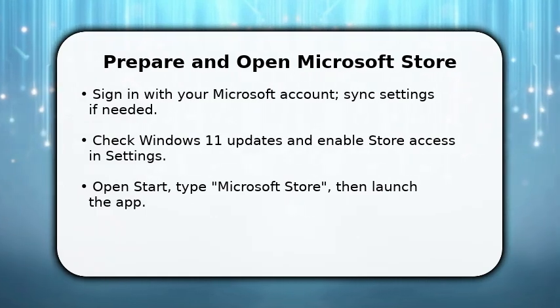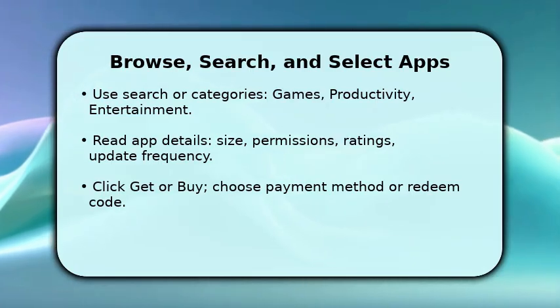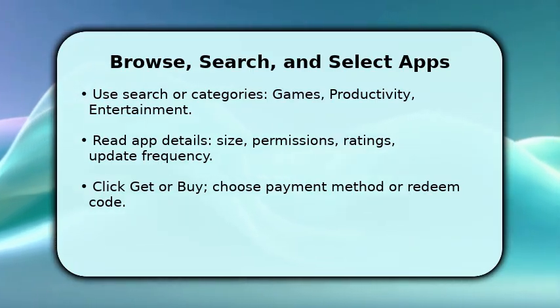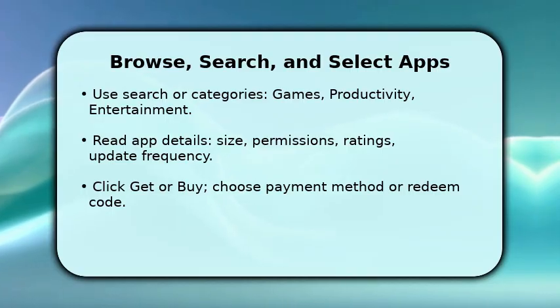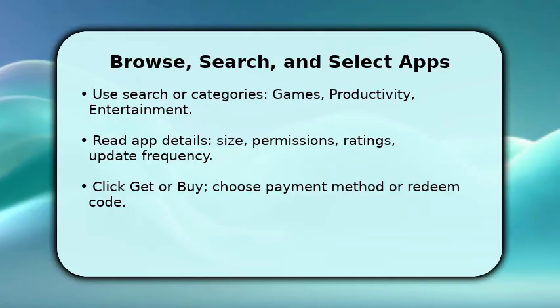You now find apps by typing keywords or tapping categories like games or productivity. This narrows options fast. Once you pick a candidate, read the details pane for size, required permissions, ratings, and update cadence so you understand ongoing costs and storage use.